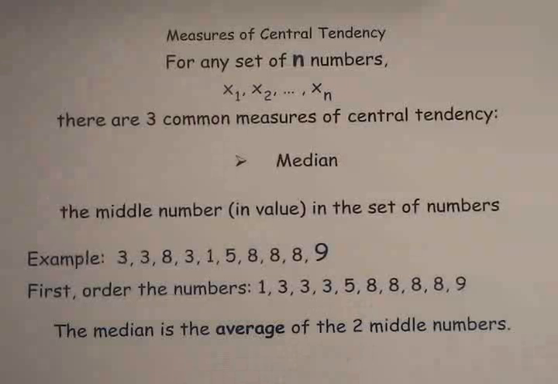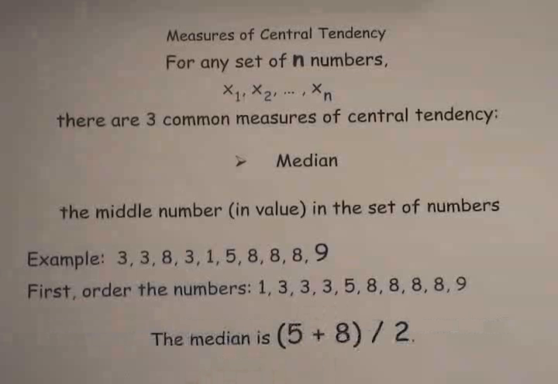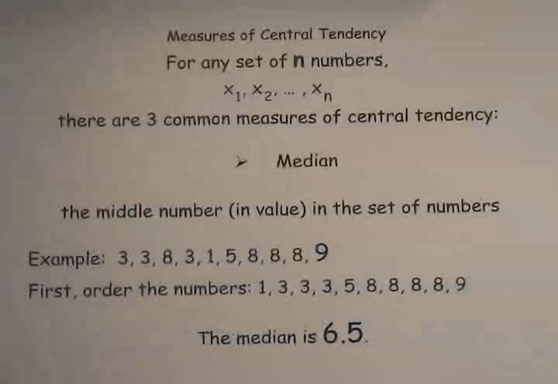So when there are an even number of numbers and there's no single number in the middle, you simply take the two middle numbers and take the average of them. So here, for instance, since the two middle numbers are 5 and 8, you would add them up and divide by 2. And that would give you 13 halves, or 6.5. So the median would be 6.5, the average of the two middle values when there is no single middle value.